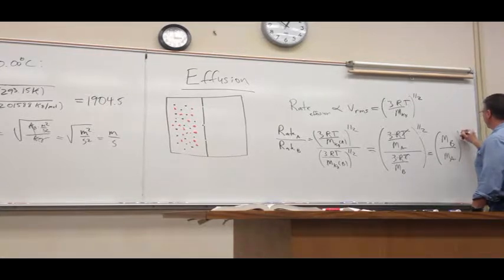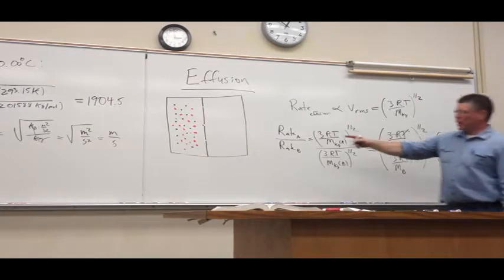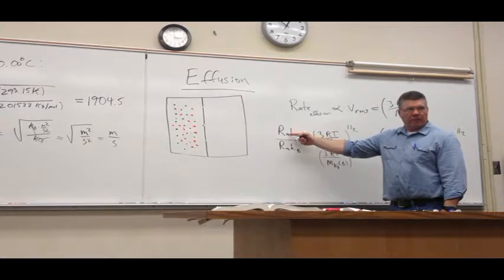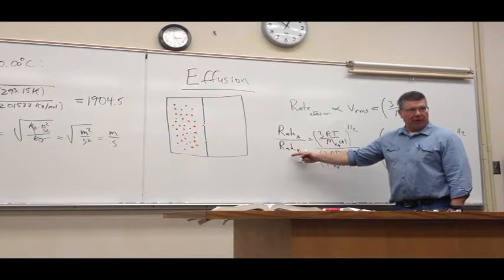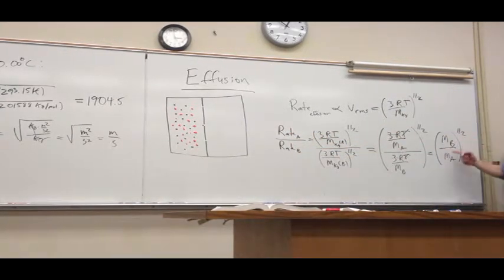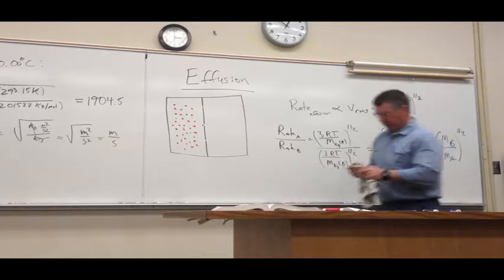And all this is really simple. This says that the rate of effusion of gas A divided by the rate of effusion of gas B is equal to the square root of the molar mass of B over the molar mass of A. It's called Graham's law of effusion. I'll write it over here.